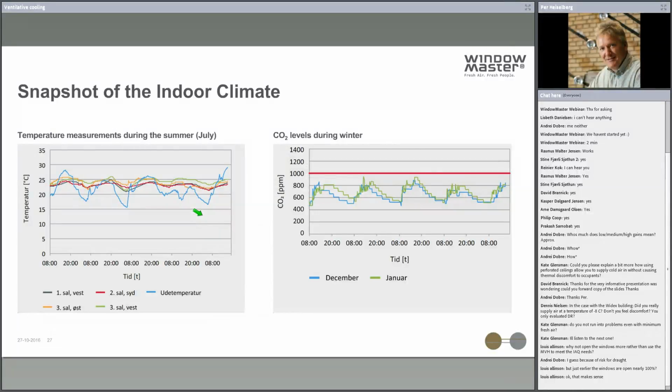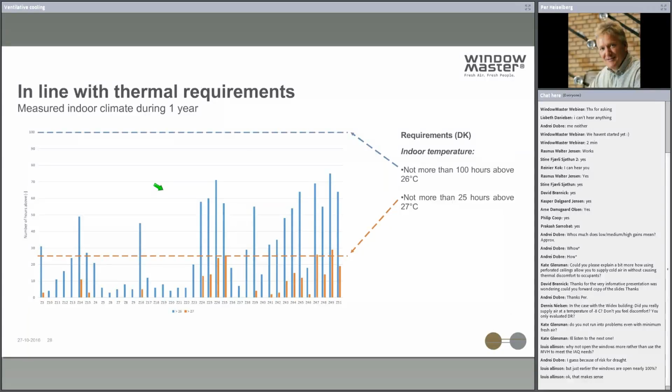Yeah, and then we can look at some snapshot of the indoor climate that's related to CO2 levels during wintertime, but also during the summertime, where we can see that we have some nice temperatures. I just want to go forward to this one. So here we can actually see this graph shows you each different zone in this building.